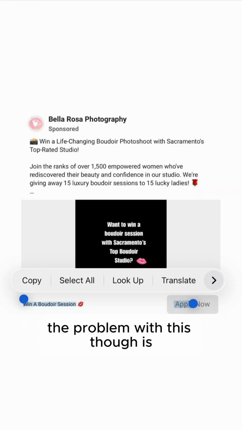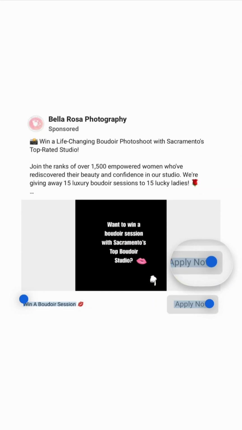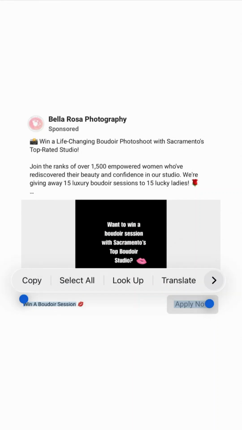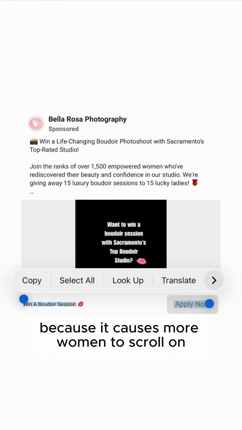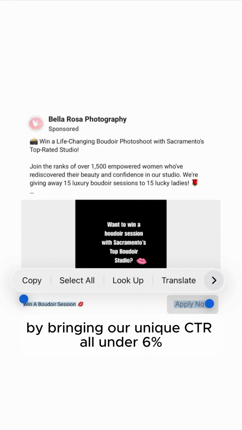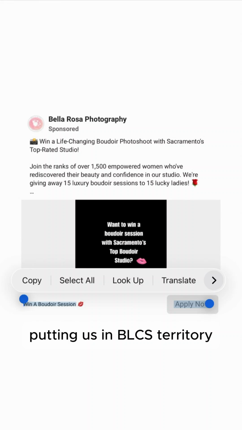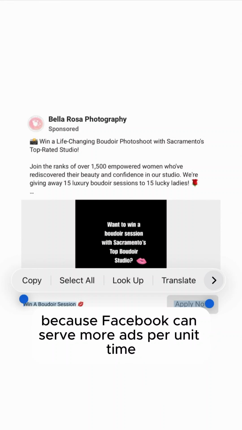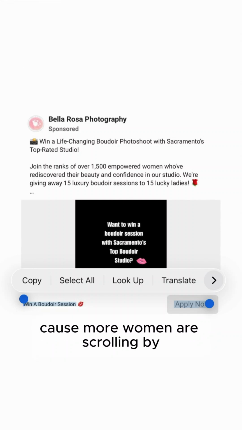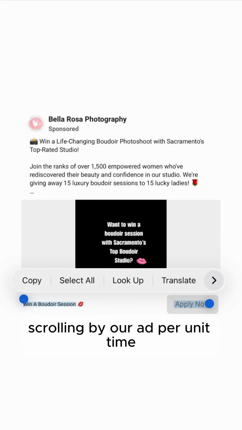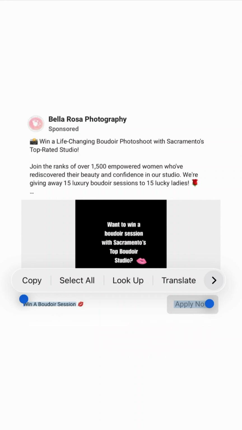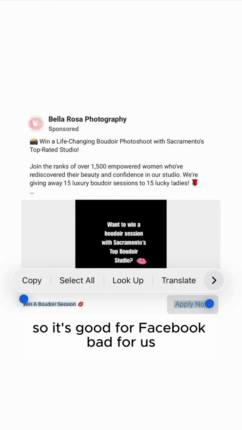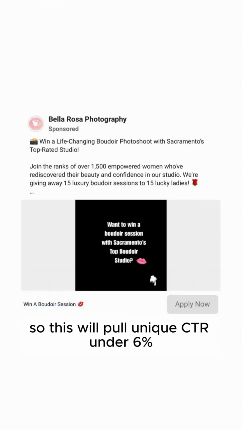The problem with this, though, is that Facebook's recommending us to fill these out because it causes more women to scroll on by, bringing our unique CTRL under 6%, putting us in BLCS territory. And Facebook wants that because Facebook can serve more ads per unit time because more women are scrolling by our ad per unit time. They're not clicking in to read more, see what we got going on. So it's good for Facebook, bad for us. So this will pull unique CTRL under 6%.